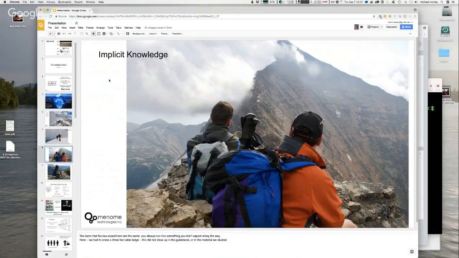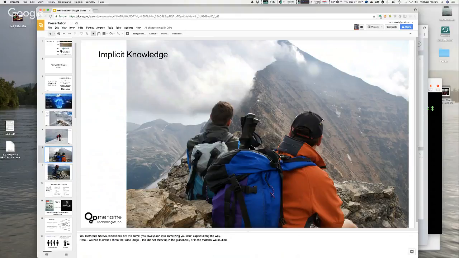Now, fortunately, when this gets into the tacit knowledge side, these two individuals who are my associates in the mountaineering side have a lot of experience in getting through the mountains. So we did have the equipment with us required to get through that narrow bit.